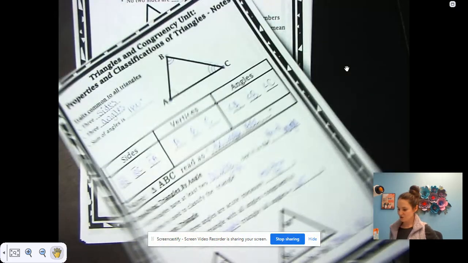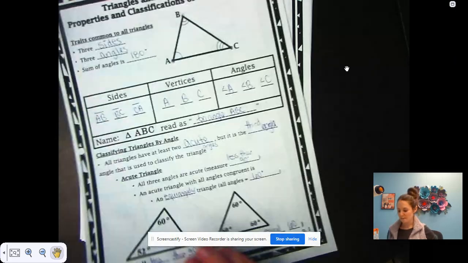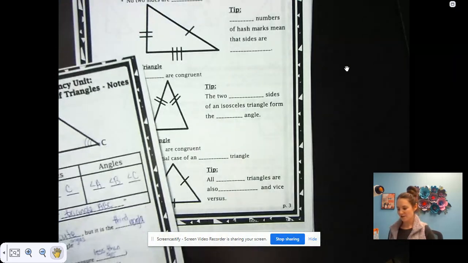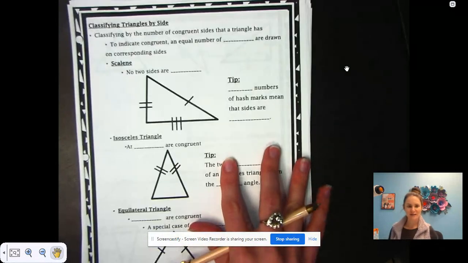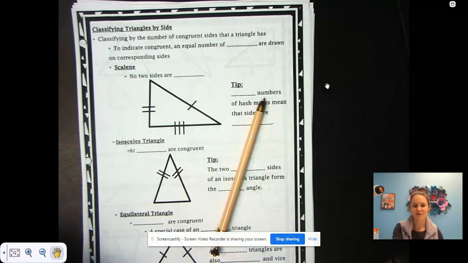Those are your notes on classifying triangles by their angles. Next, we are going to do it by their sides. Check out our next video for that portion.